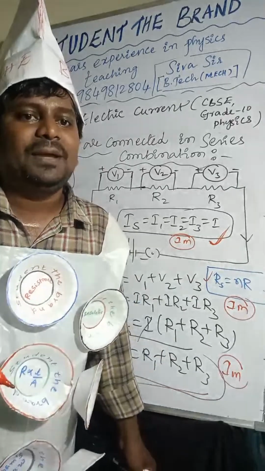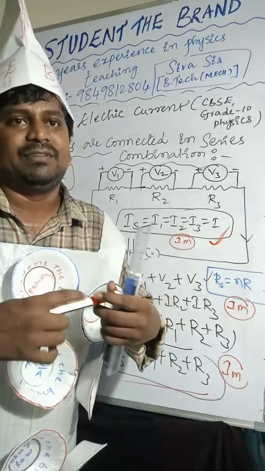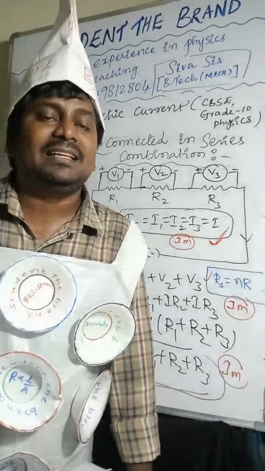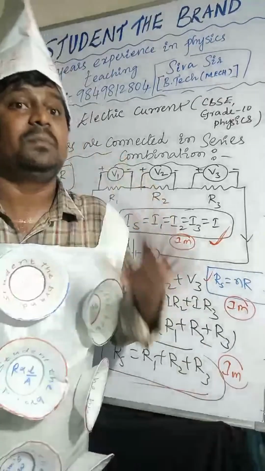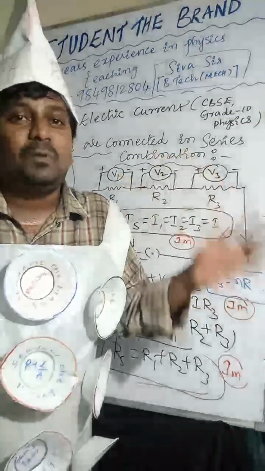Someone asks, sir, please repeat the last topic. The last topic is about the difference between resistance and resistivity. I will explain. Already I said that is very important, highly most important. Resistance is the phenomenon of opposing the electric current.